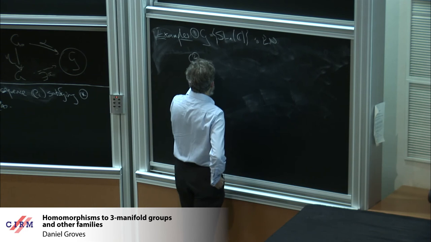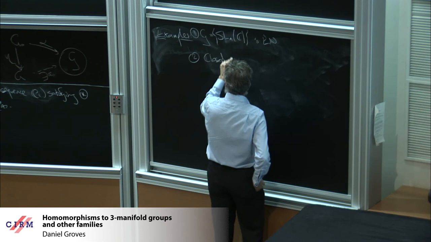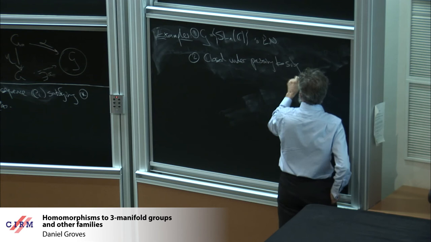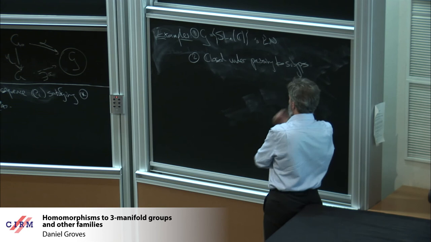This property is closed under passing to subgroups. So if I knew that I had a family of things, all of which embedded into some fixed linear group, then that family would be equationally Noetherian.